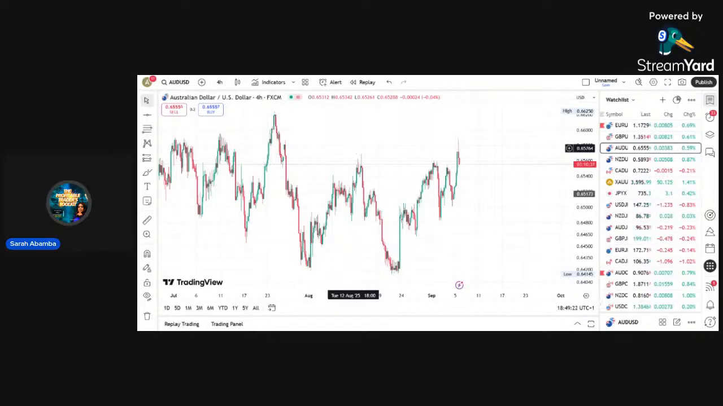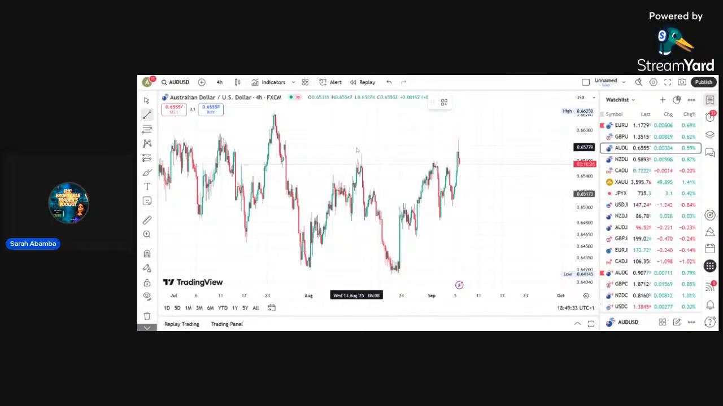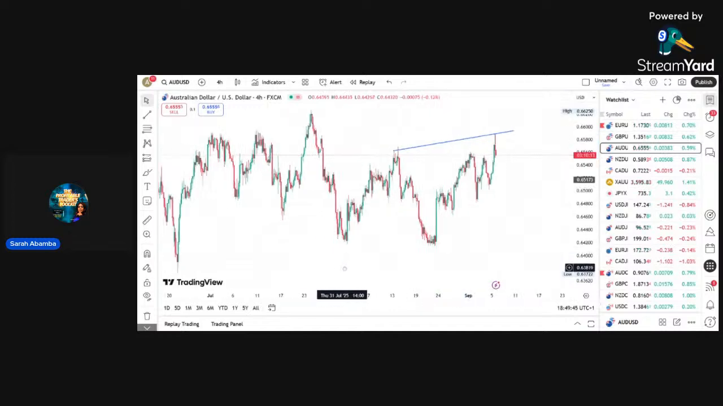I think I'm seeing a pattern that is forming here, though it's not confirmed until market opens on Monday, because market closes today. This is how the forex market works. So let me connect these two. I've seen this. This is how to spot this pattern. I connected those two. Then let me connect the bottom, like this.